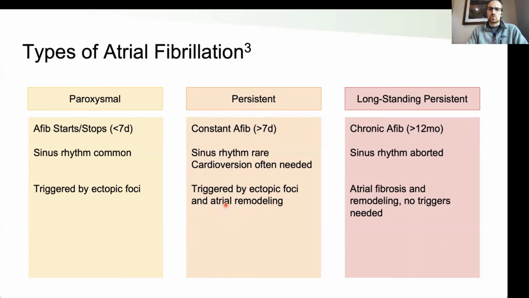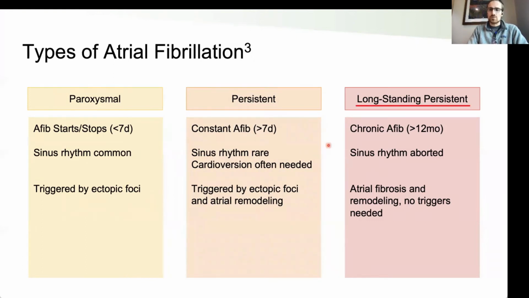You can be diagnosed with persistent A-fib based on symptoms greater than 7 days, and you've been in A-fib the whole time. And so in paroxysmal, key points, less than 7 days, you can be in sinus rhythm, pretty common. You often might have to have a Holter monitor in order to diagnose it. With persistent, you're going to catch it in the clinic or in the hospital on EKG. Sinus rhythm is rare. You need to cardiovert.